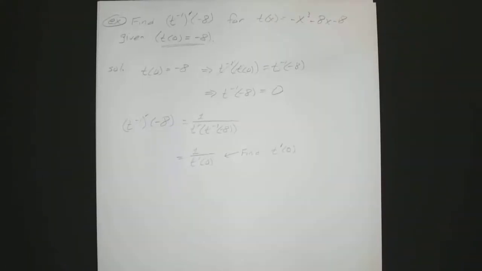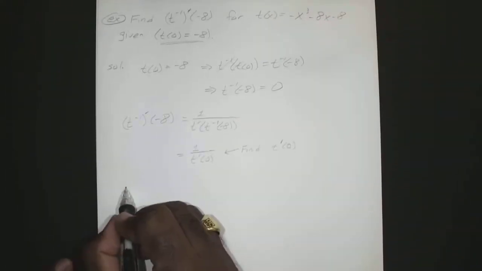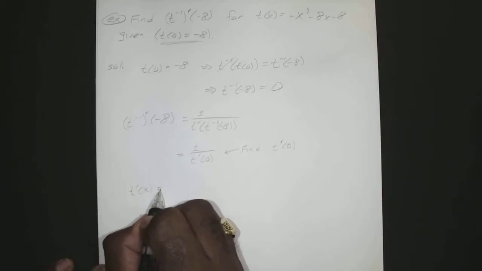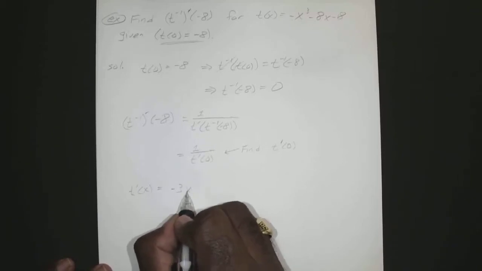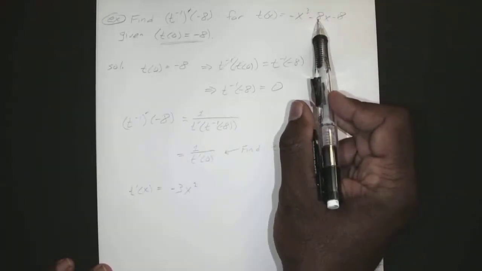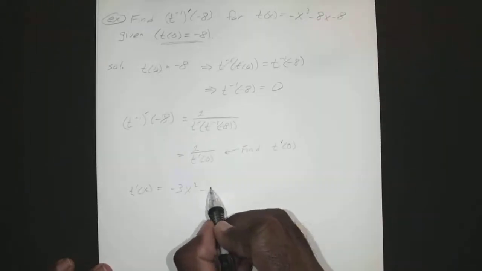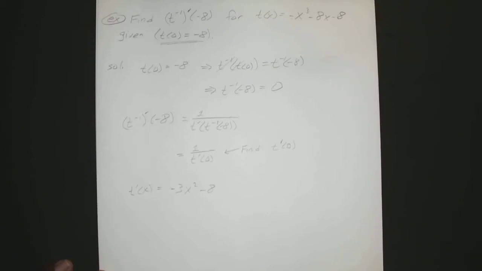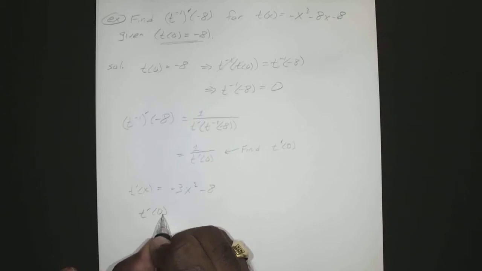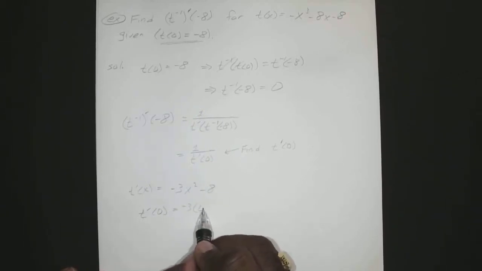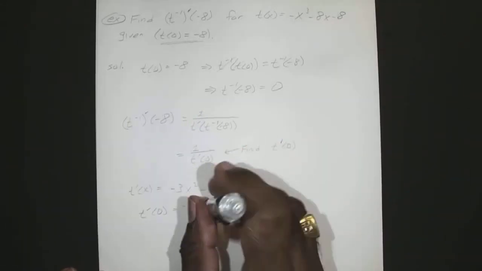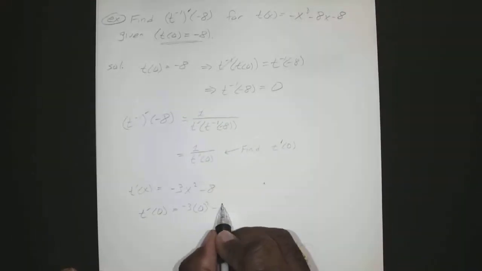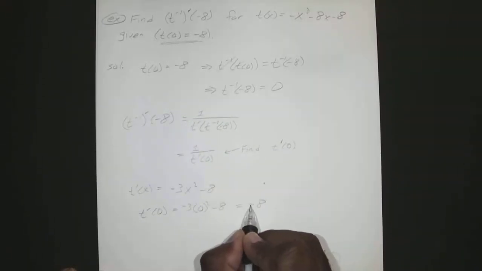So our T prime of x is equal to, bring down our 3, so we have -3x squared. The derivative of x is just 1, so that's -8. The derivative of a constant is just 0, so that last 8 disappears. So our T prime of 0 is equal to -3 times 0 squared, -8, which is just -8.